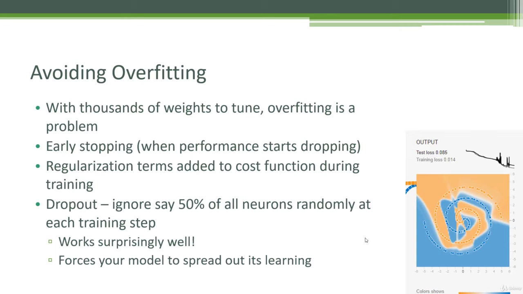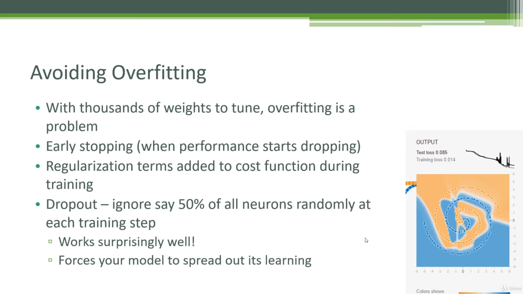And obviously, if you have thousands of weights to tune, those connections between each neuron and each layer of your neurons can add up really quickly. So it is very easy for overfitting to happen. There are ways to deal with it. One is called early stopping. As soon as you see performance start to drop, that might be nature's way of telling you that it might be time for you to stop learning. At this point, maybe you're just overfitting. There are also regularization terms you can add to the cost function during training. That can help too, like the bias term that we talked about earlier.